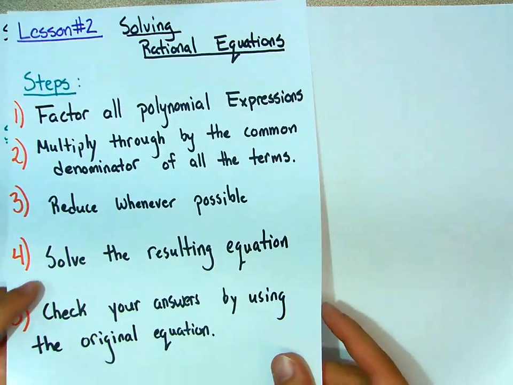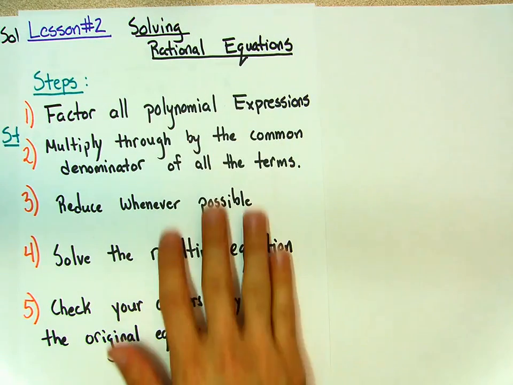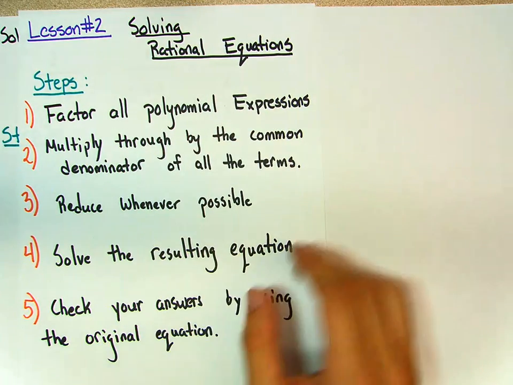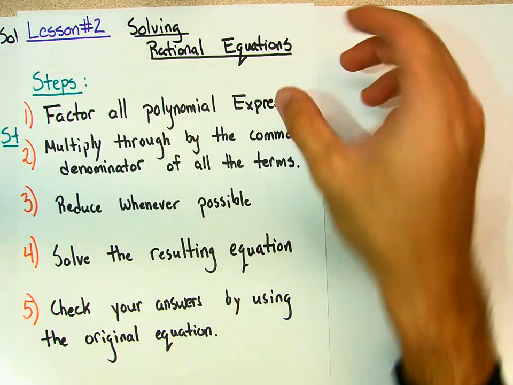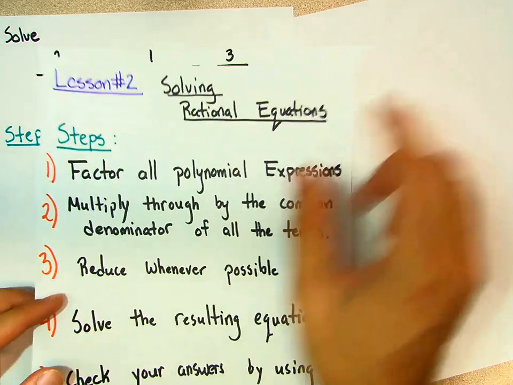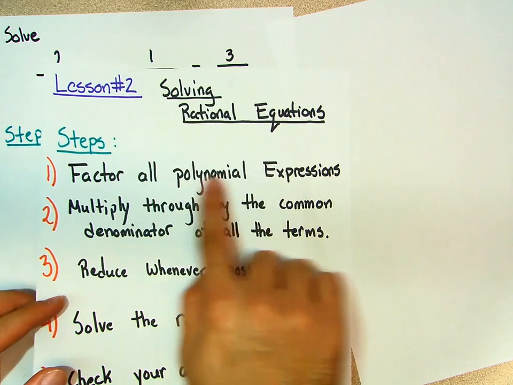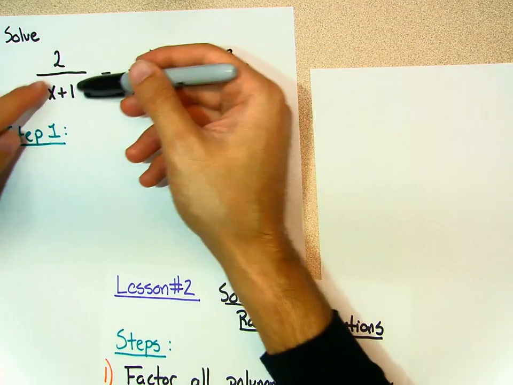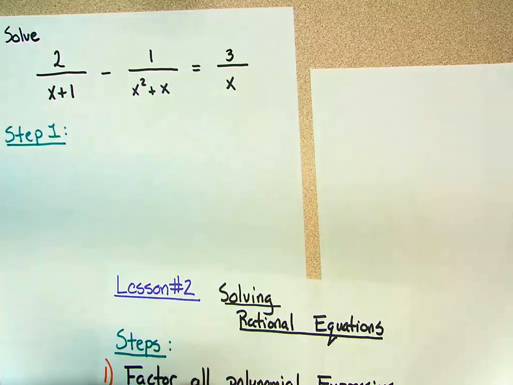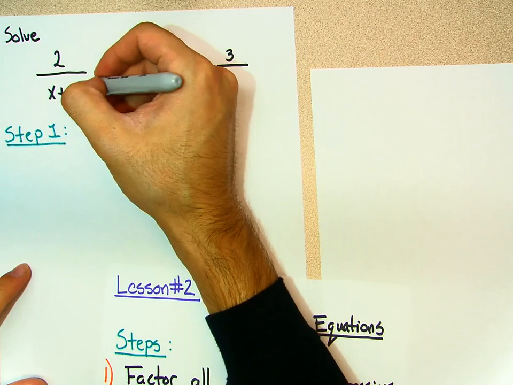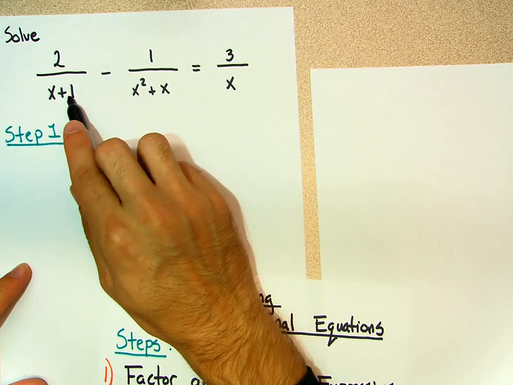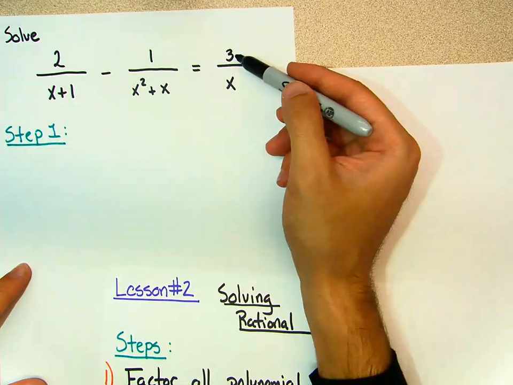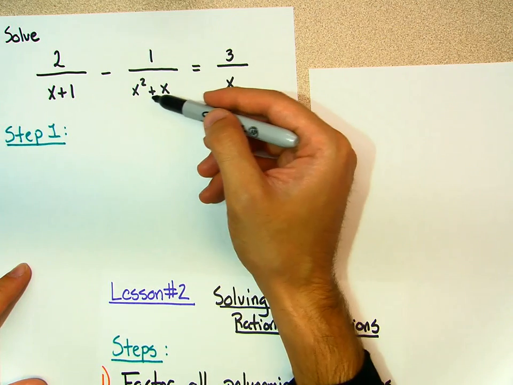What I want you to do is take a look and read this for yourself, pause the video, and copy it down. These are nice and easy steps to solve this equation. Step number 1, factor all the polynomial expressions. So here, you look at every single polynomial. This polynomial, we can't factor this. You can't factor this, you can't factor this. This is the only one you can factor.